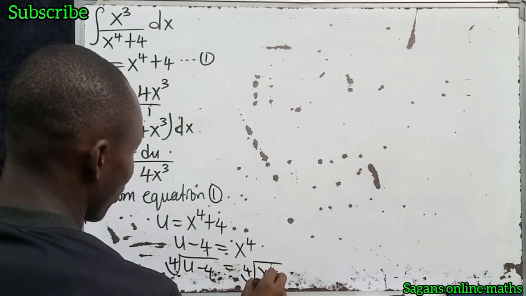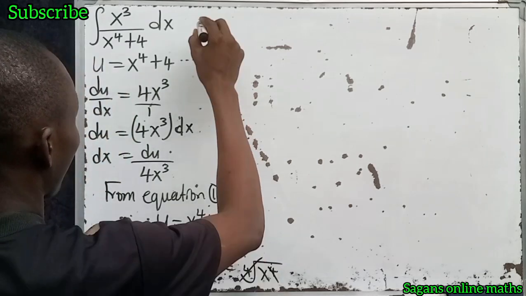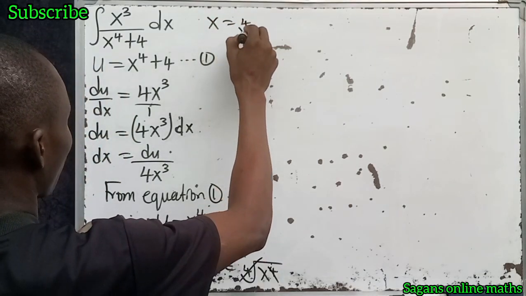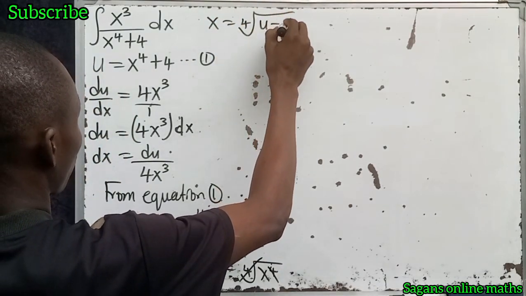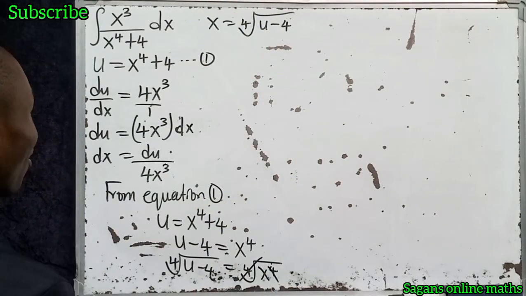S to the power of 4. Now, this we can also add this. So now see that our x is equal to the fourth root of what? U minus 4. Wow, I love this.